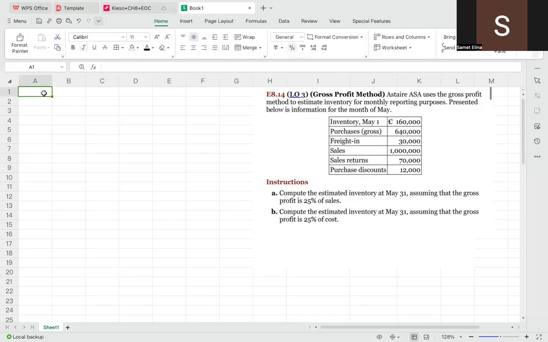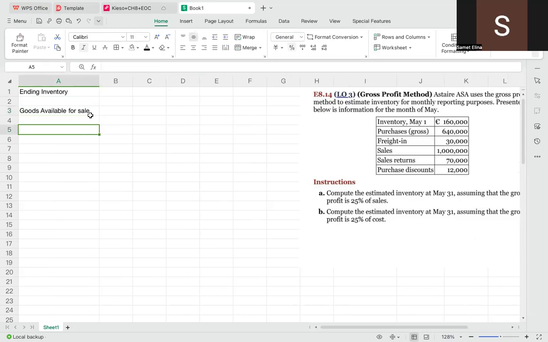So for ending inventory, it equals goods available for sale minus COGS. We can first start with goods available for sale, because for COGS we have to apply the gross profit method, right? So let's start with goods available for sale.